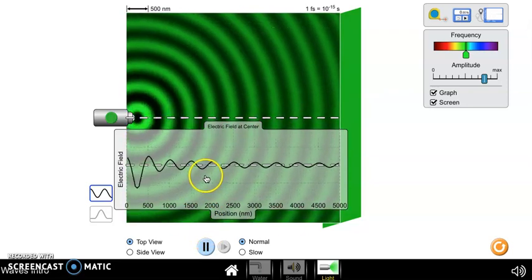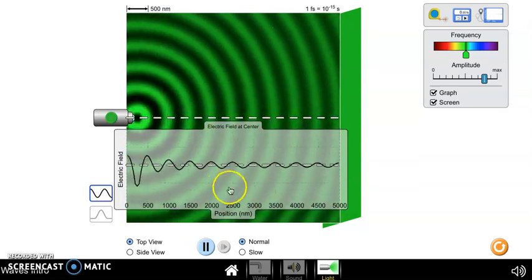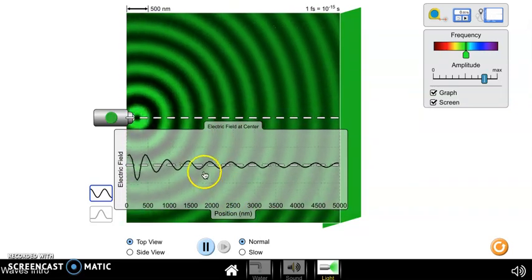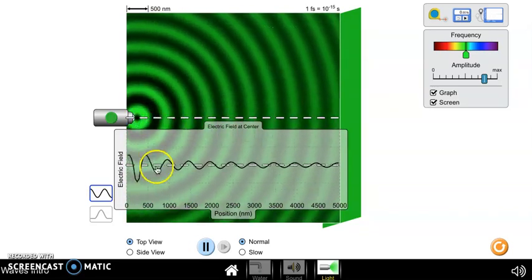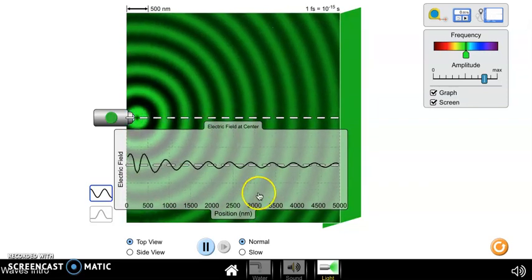Okay, so I'm running out of time. My 15 minutes is up. Hopefully this is a decent introduction as to what waves are and the two different types of motion going on simultaneously. You have the up and down motion of the individual molecules, or in this case, a field, and then you have the actual energy propagating out forward at a certain speed.